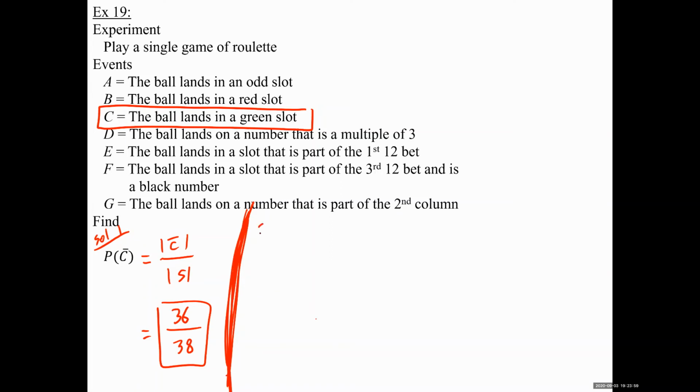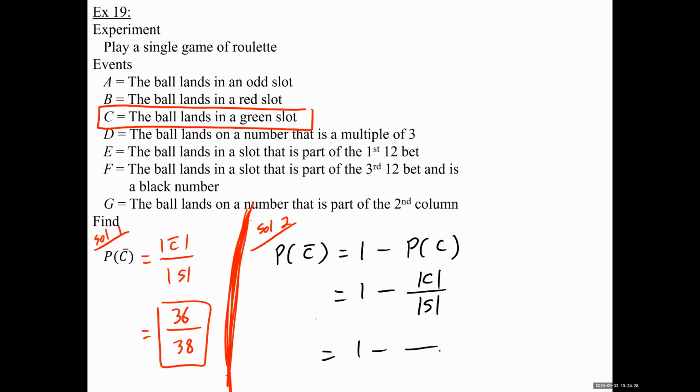And then the second way of doing it, let's see. So probability not green. If we use the not formula, you're going to write 1 minus, and then you're going to write probability of C with no line on top. Probability not green is 1 minus the probability that it is green. Then we use the absolute value formula on this one. And then we count. Again, the bottom number is 38, but this time I'm counting the slots that are green.